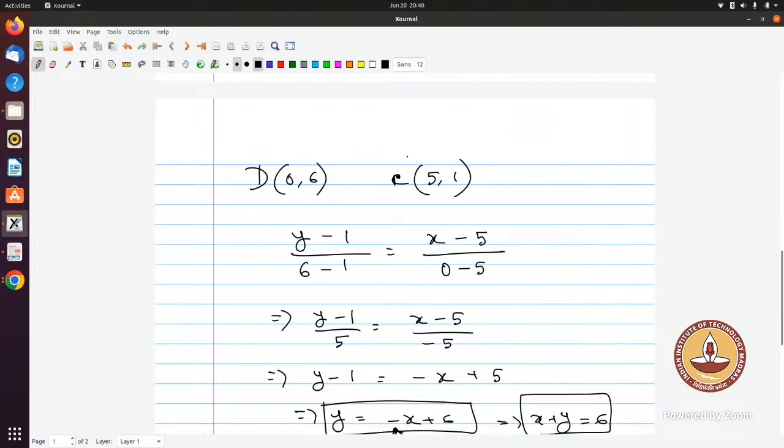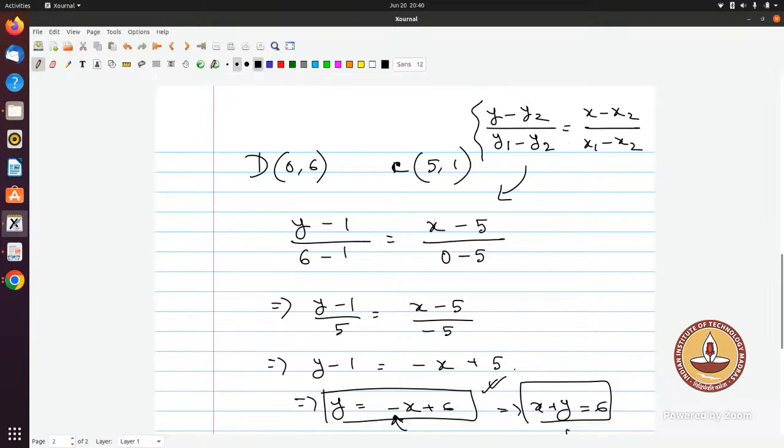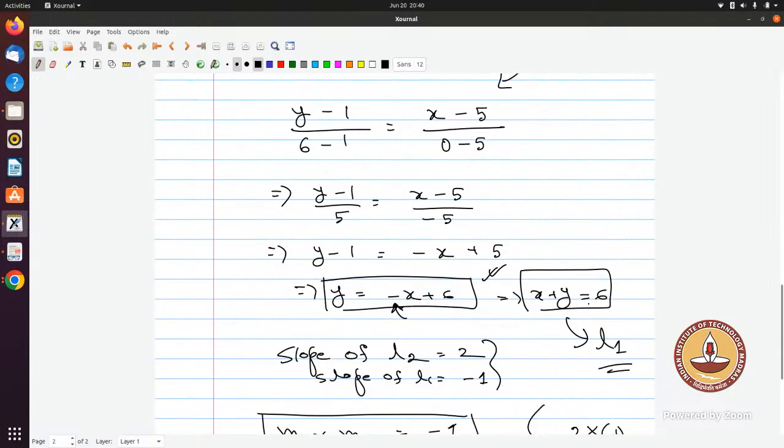Now, if I know the coordinates of two points, I can find the equation of the straight line passing through them. What is that? (y minus y2) by (y1 minus y2) equals (x minus x2) by (x1 minus x2). This is the equation I can get, right? So I have used that equation, put the points, and found that this is the equation of the straight line L1. Right? x plus y equal to 6. Is this clear? Yes, sir. Now clear. Yes, sir.